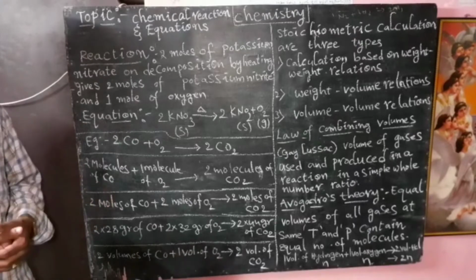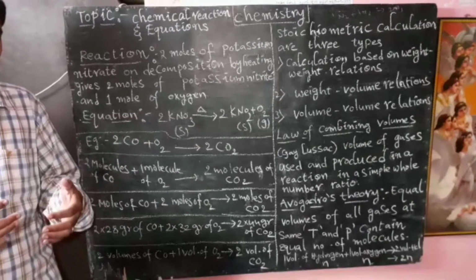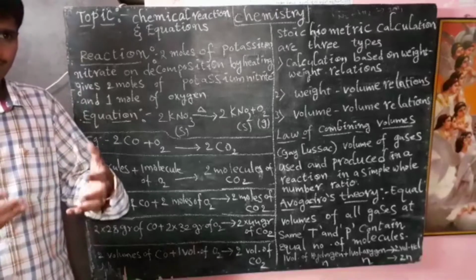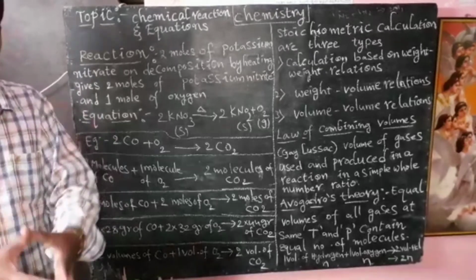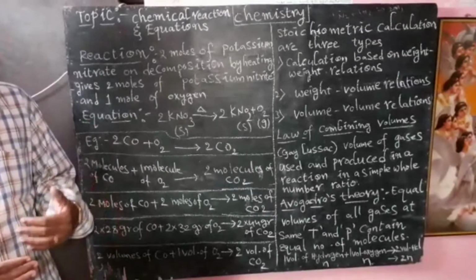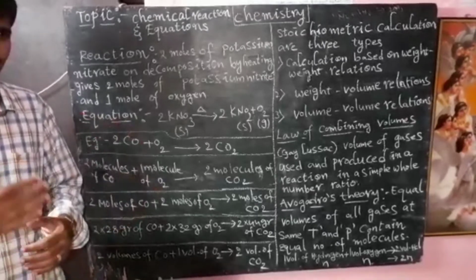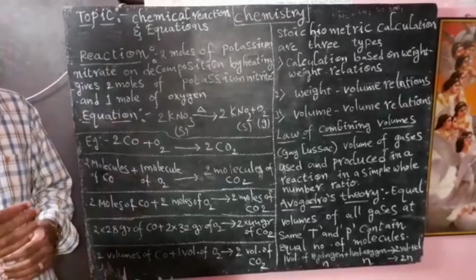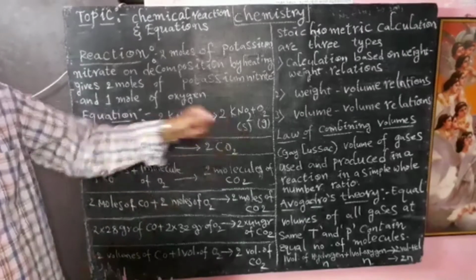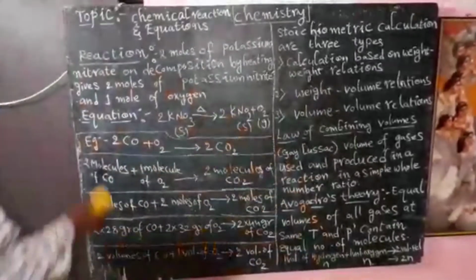So according to the law of combining volumes, when gaseous substances react in a chemical reaction and they produce gaseous products, whatever the number of moles of gaseous reactants participating in the reaction and whatever the number of moles of gaseous products produced, is always a simple whole number ratio. For understanding purposes, I will write one example. See here.